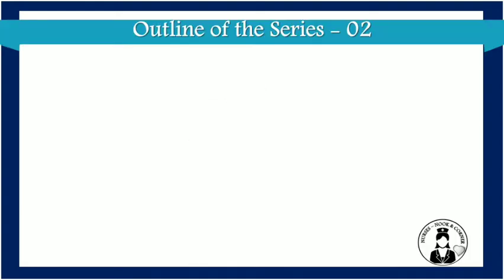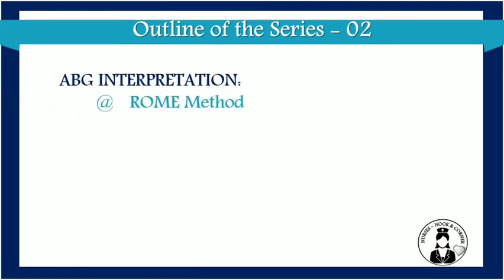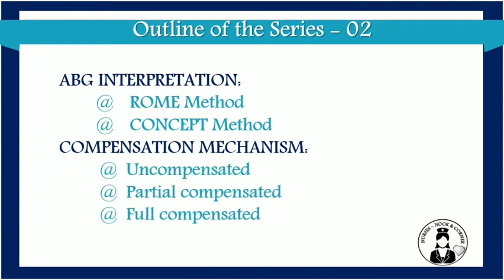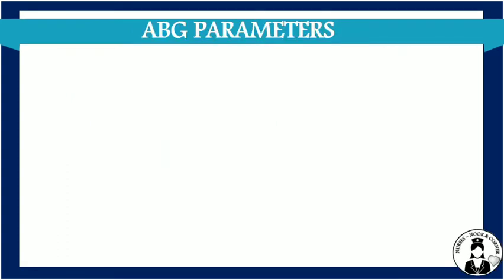In today's video, we are going to talk about ABG interpretation in ROME method and concept method, and finally about compensation mechanism. So let's see one by one. Before going to interpretation, let's recall and revise the ABG parameters to get a clear view.